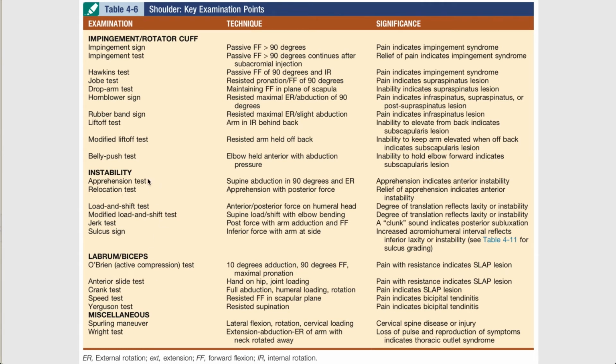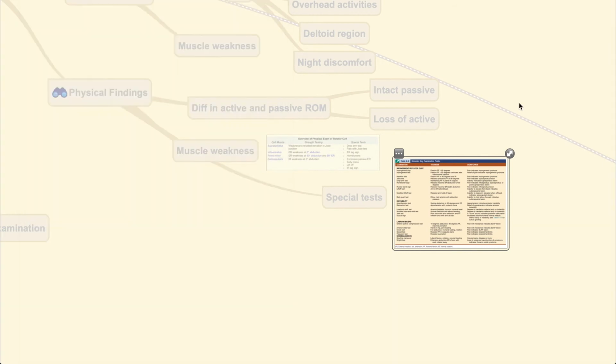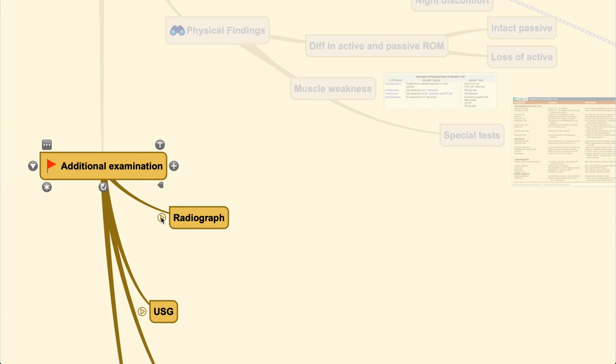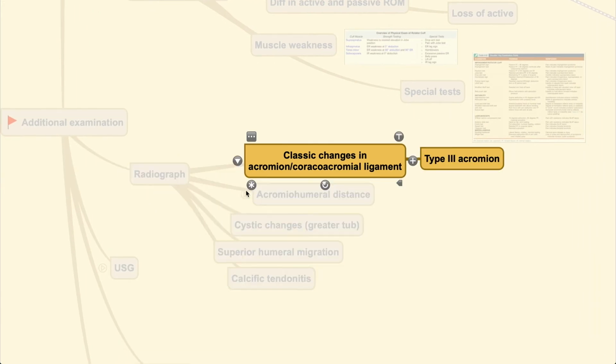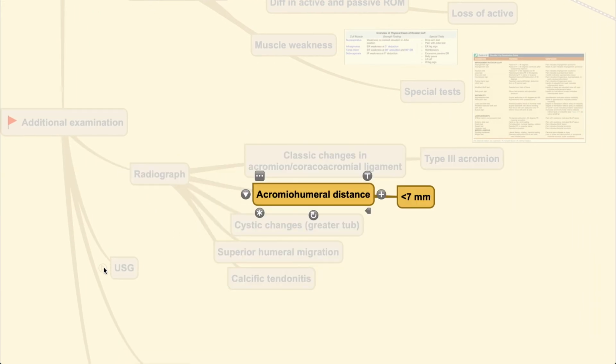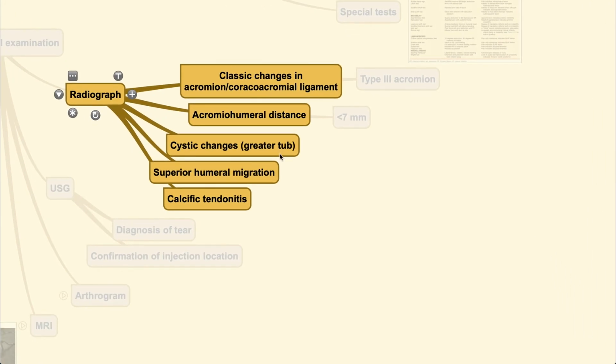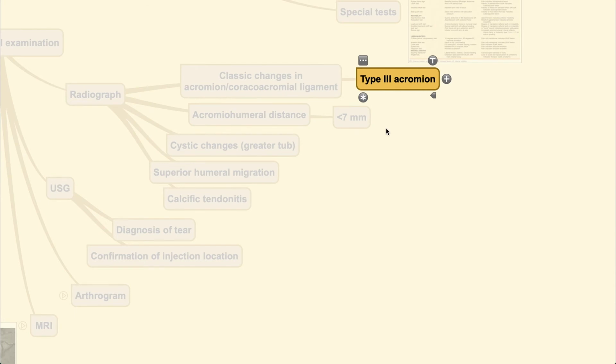Only by doing so could you exclude all the differentials and lead to the diagnosis of these rotator cuff tests. Now, after knowing all of that, you need to get yourself familiar with the additional examination that can be done to diagnose this condition, and these include plain radiographs. In plain radiographs, you can see classic changes in the acromion or the coracoacromial ligament, especially if there is an association with type 3 acromion.